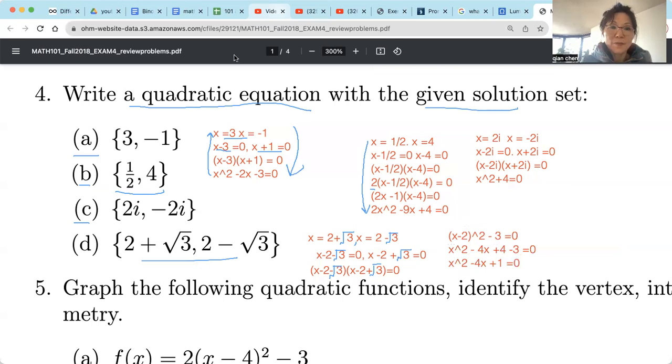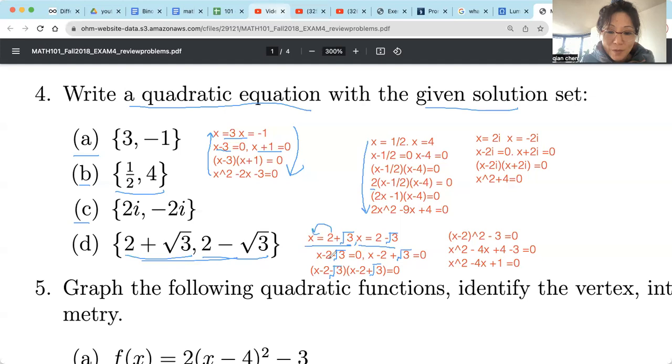All right. So let's just review a little bit. What did we do? Because the solutions are irrational, they come in pairs. 2 plus radical 3, 2 minus radical 3. We call them conjugates. The process is exactly the same as before. We write down x equals 2 plus radical 3, x equals 2 minus radical 3. Then we want to leave the right-hand side as 0. So when we move 2 to the other side, it becomes negative.